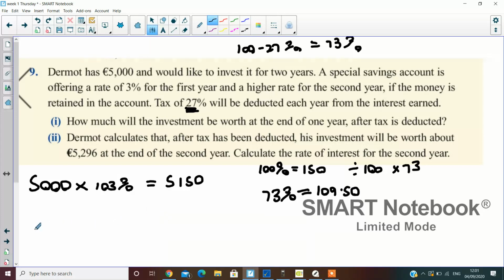All right, how much money did you have at the start of the second year then? You weren't allowed to have 5,150. You weren't allowed to keep it all, so you're only allowed to keep €109 and 50 cents. So now you have €5,109 and 50 cents. How much are you getting for the second year? Does it tell us? Nope. It doesn't tell us.